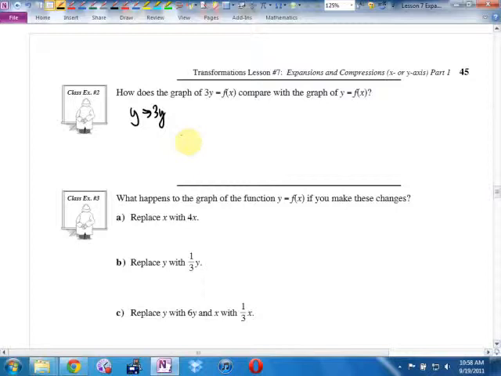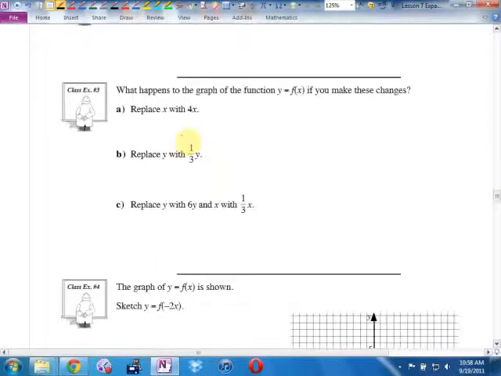Replace x with 4x. Vertical or horizontal? Horizontal. Four times as wide, expansion by 4, or compression by a quarter? Everything's backwards. Compression by a quarter. Vertical or horizontal? Vertical. Expansion by 3 or compression by a third? Expansion by 3. Vertical or horizontal? Vertical. Compression by 1/6. Horizontal. Expansion by 3.